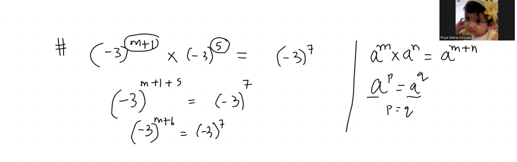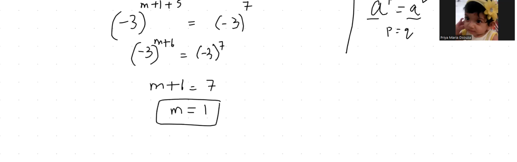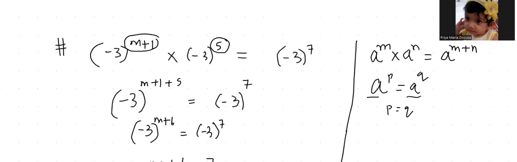Okay. So I'll just scroll down. And now the bases are same. Equate the powers. m plus 6 is equal to 7, which means m is equal to 1. So you just use simple laws of exponents here. When the bases are same, you equate the respective powers, and you have used a to the power of m into a to the power of n is equal to a to the power of m plus n.